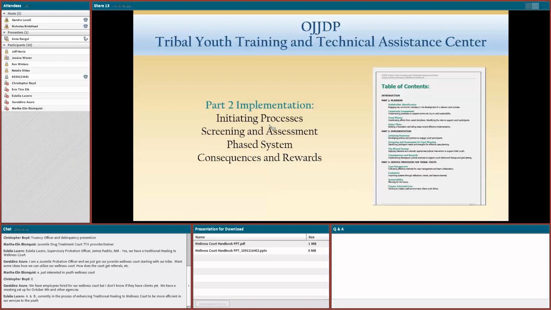And so the phase system section of the handbook talks about an example wellness court case for a youth participant. It talks about case management processes, and it talks about the roles and responsibilities that a team member may have as part of the wellness court structure.